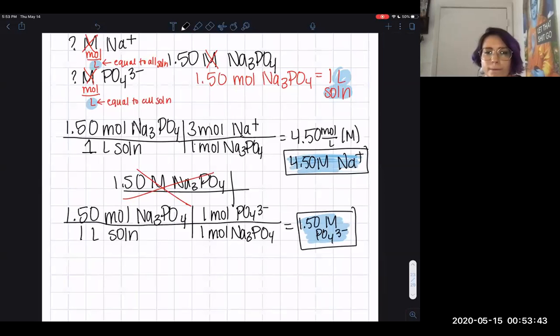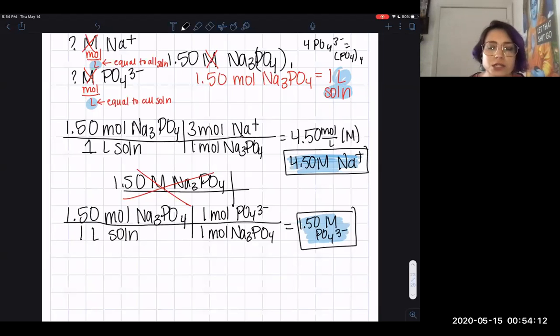Oh, because there's 1 phosphate. This is 1 phosphate, not 4. 4 phosphates would be like that. This goes all the way back to knowing those polyatomic ions. Yep.